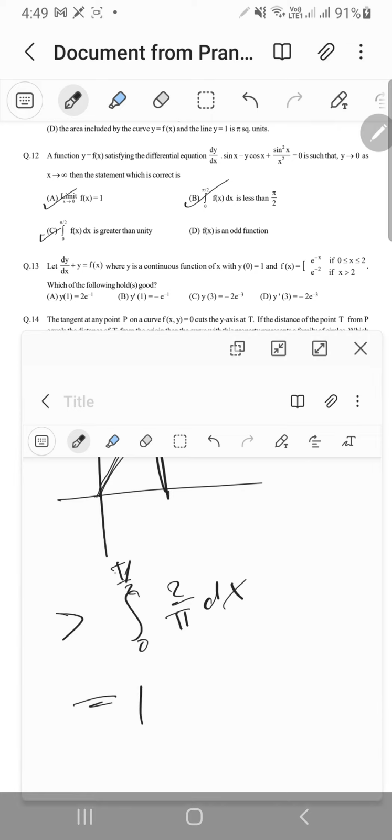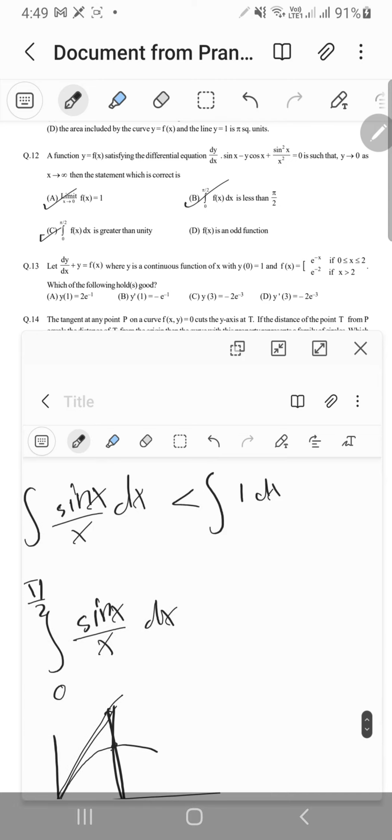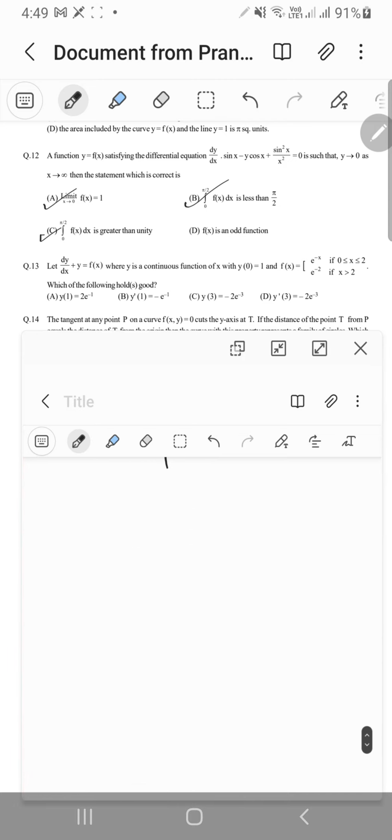It's an odd function. No, it's not an odd function. When you put negative over there, it just still turns out to be positive. Okay, next.